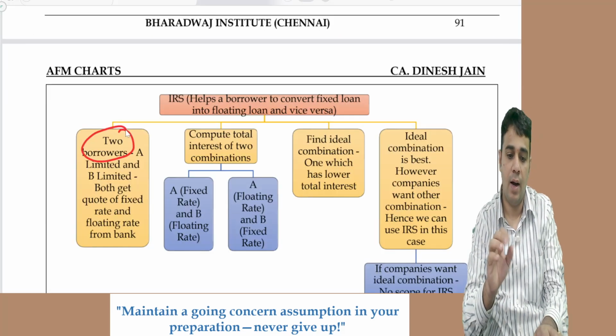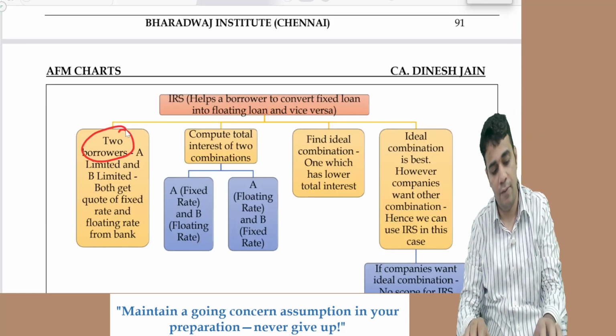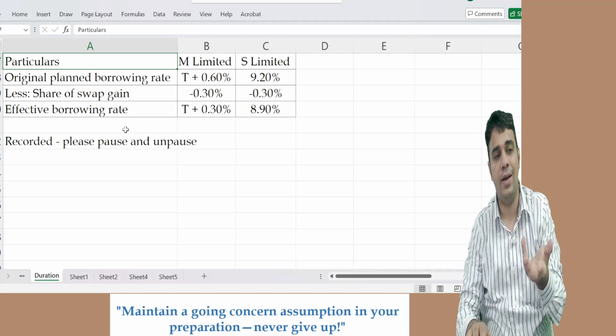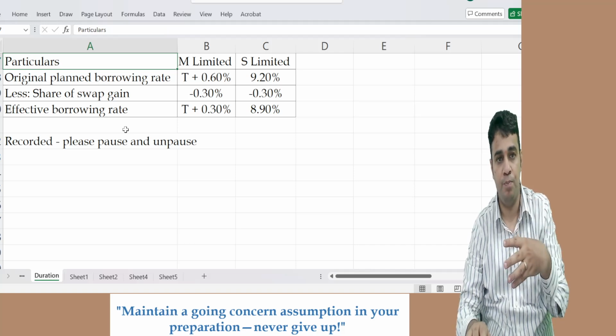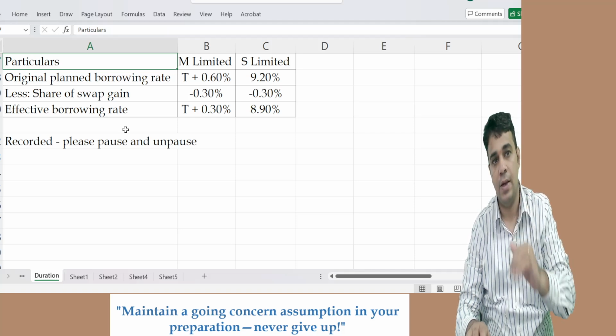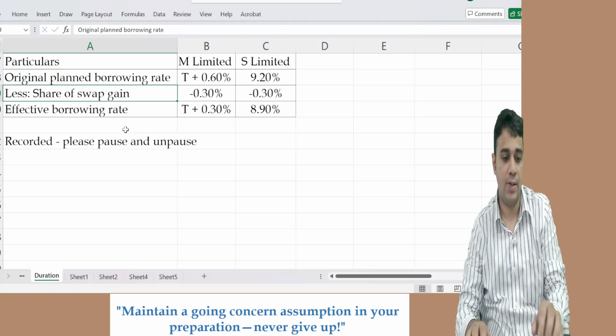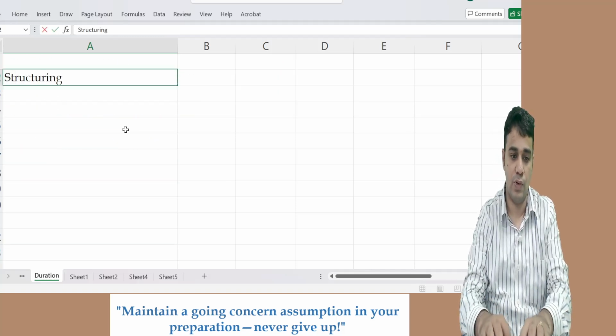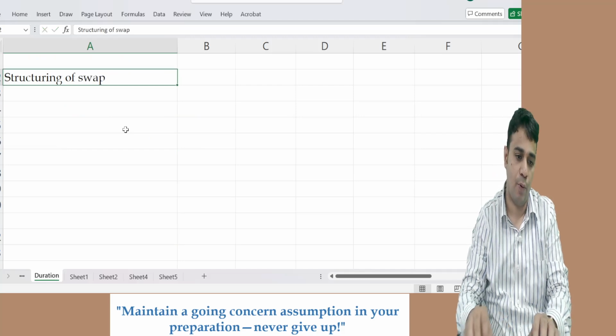Okay. At this stage I have told you that we will have a saving, but will it really happen or not? I have to prove it. Some questions will ask only for the effective borrowing rate, and the problem ends there. Some questions will ask for structuring. Next, structuring of the swap. Structuring of the swap is a very simple approach.